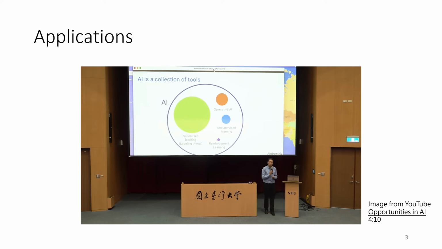From his slide, you can see the green part is supervised learning. It is the most widely used for current AI applications. The blue part is unsupervised learning, and the purple circle means reinforcement learning. So for us, supervised learning is the most widely used machine learning category. You may have a question: what is the orange circle? It is generative AI. It doesn't belong to the other three categories.